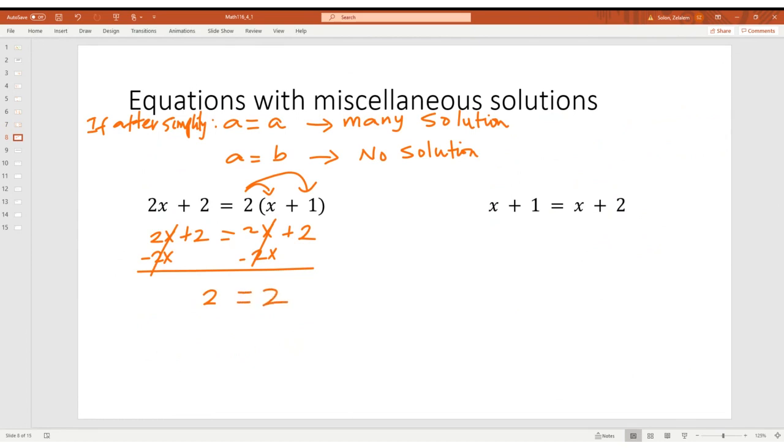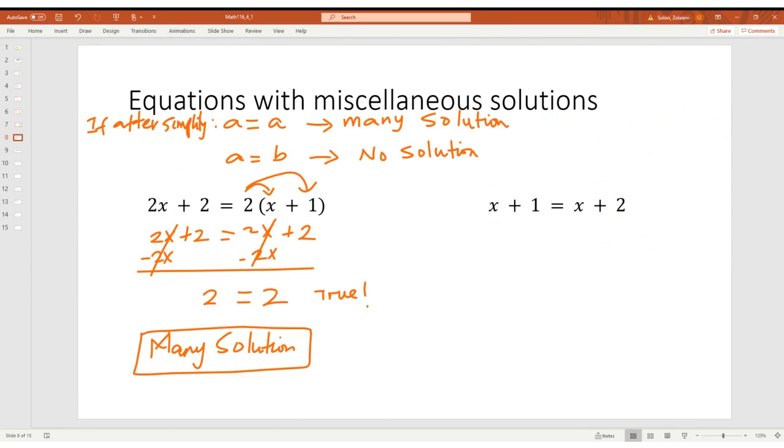So this is a true statement. Okay? Any real number will make it a true statement. It doesn't matter what number you pick. It will always be a true statement. Okay? So if you have a true statement, that means you have many solutions, infinitely many solutions. 2 is equal to 2 always, regardless of x value. Any x value you have, it is a true statement.